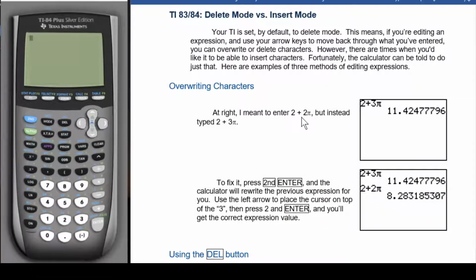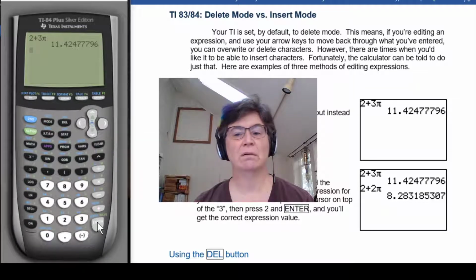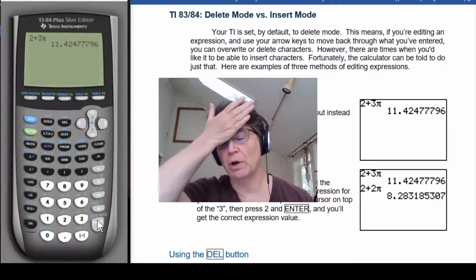Okay, I meant to enter 2 plus 2 pi, but instead I typed 2 plus 3 pi. So let's type that in our calculators. There it's 2 plus 3 second pi. Remember that pi is right here above the power key. Okay? Press enter, get an answer, slap our foreheads.